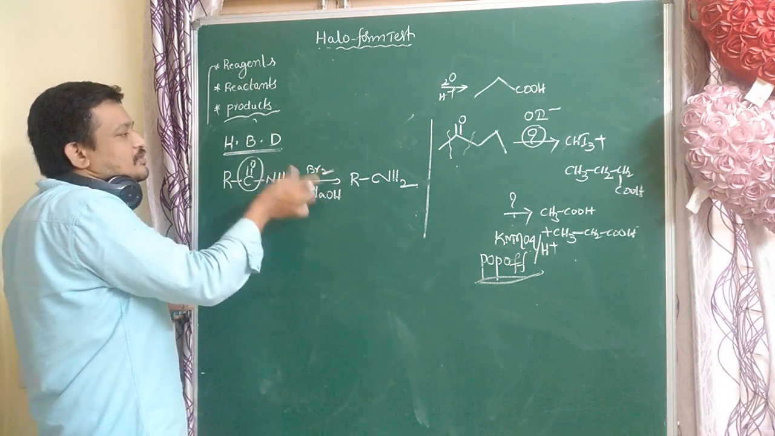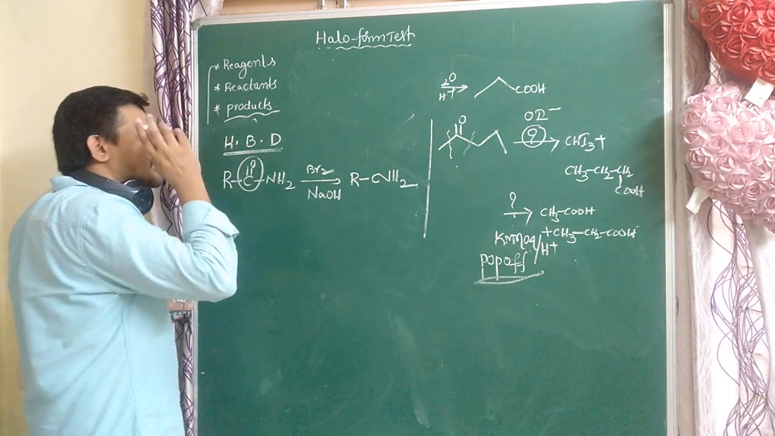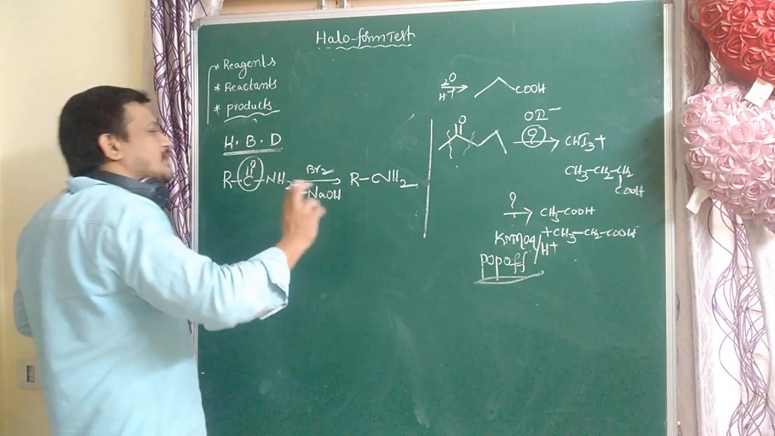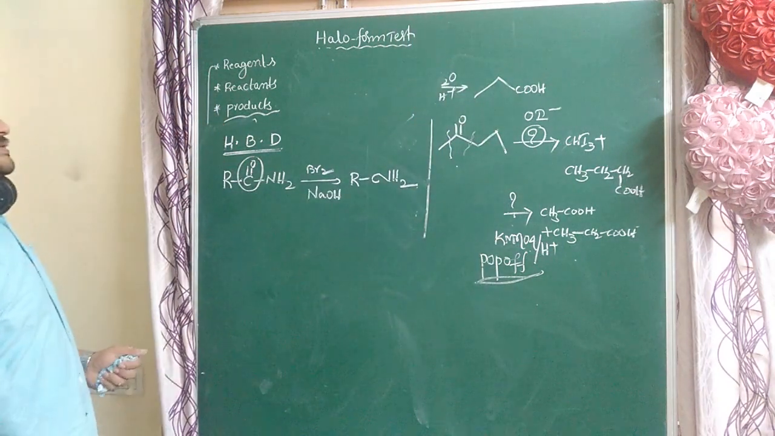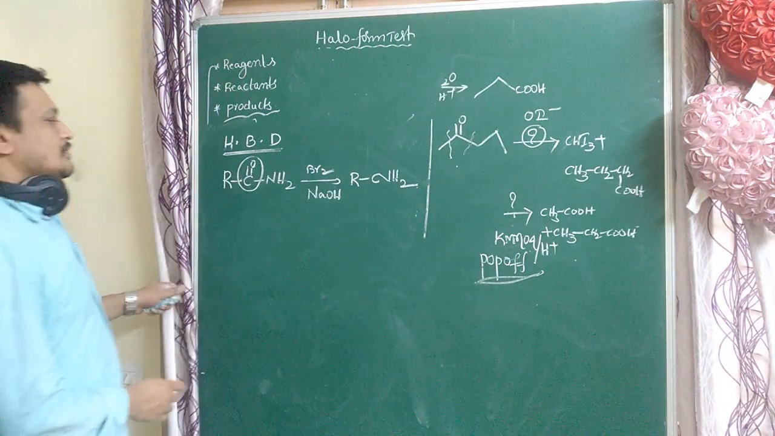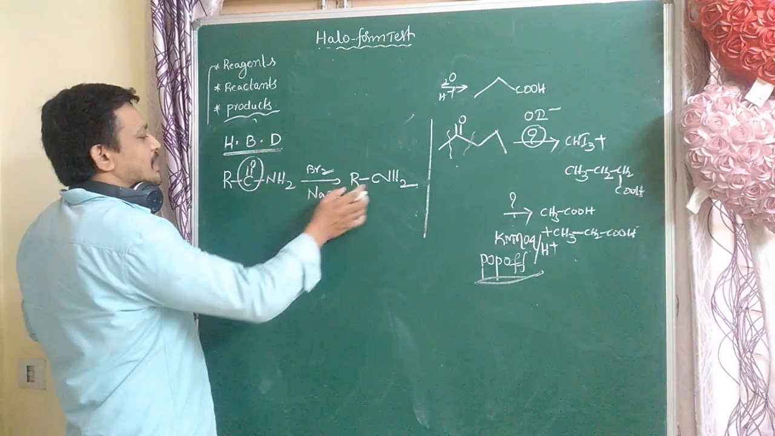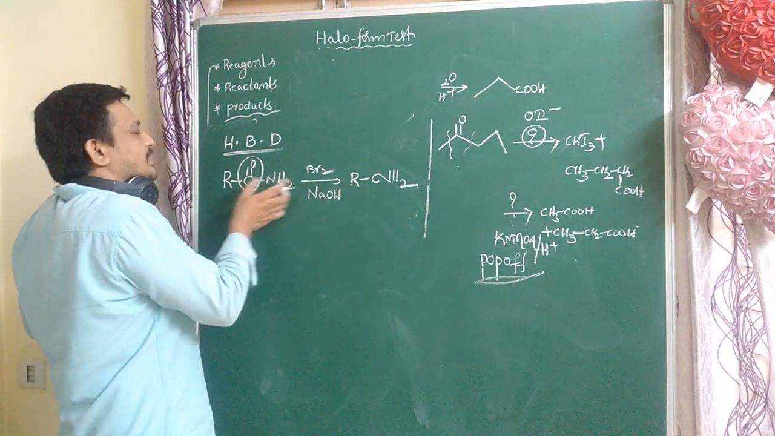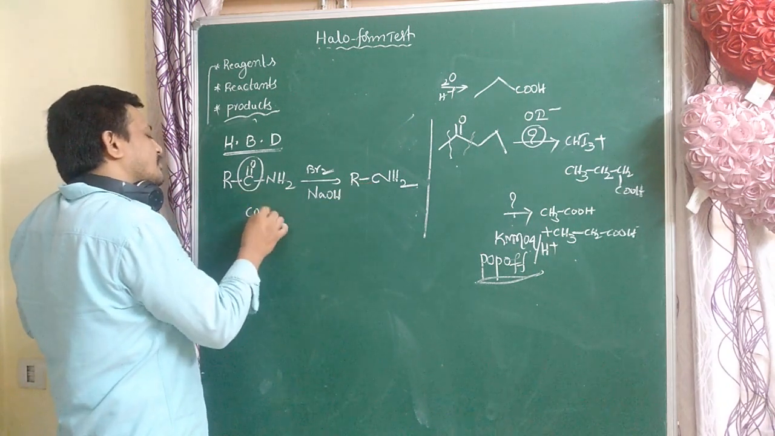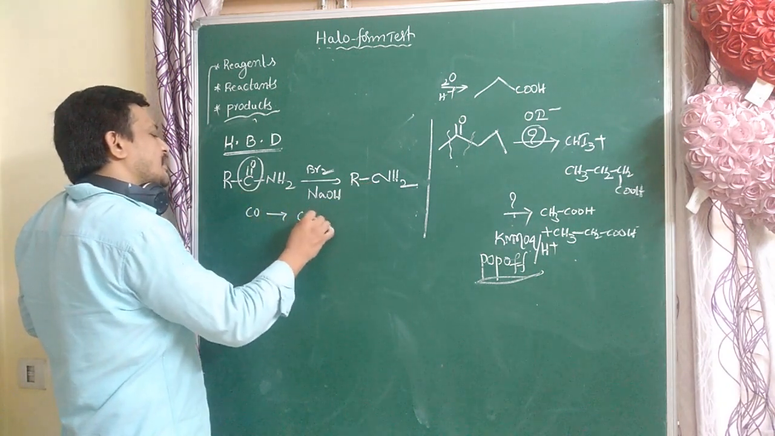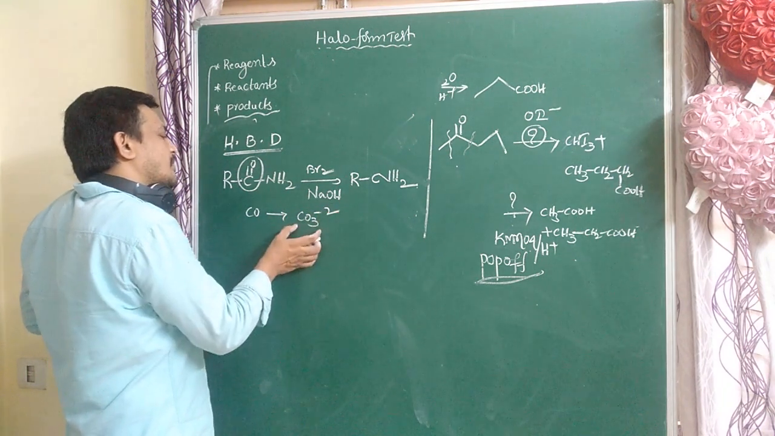Br2 by base is used in only two reactions. One is the Hoffmann bromamide degradation. Another one is the Haloform test. So in these reactions, amines are formed. Amides are converted to amines. So here CO is removed as CO3 2 minus, in the form of carbonates.